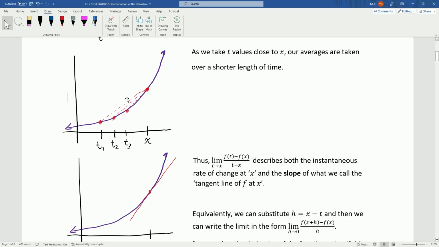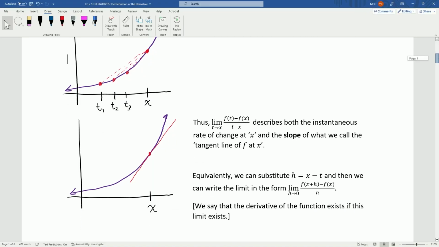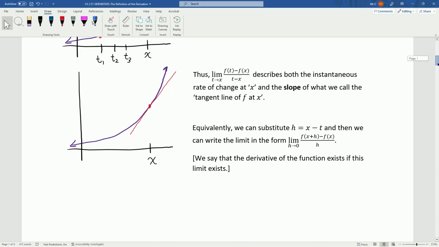And what we see is that the slopes of these lines approach the slope of this line here, this line that touches the curve and sort of hugs the curve. We call this the slope of the tangent line of f of x. So this is the instantaneous rate of change at x. This is what we define as the instantaneous rate of change of f at x.